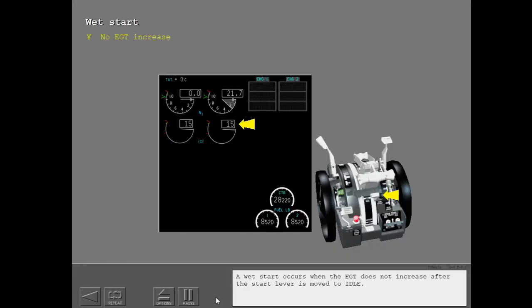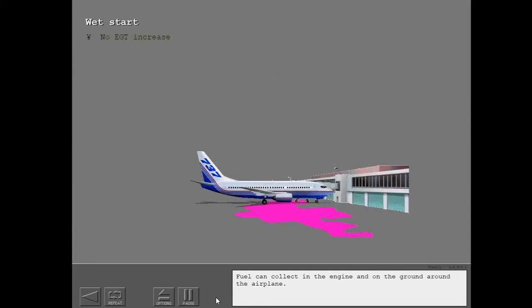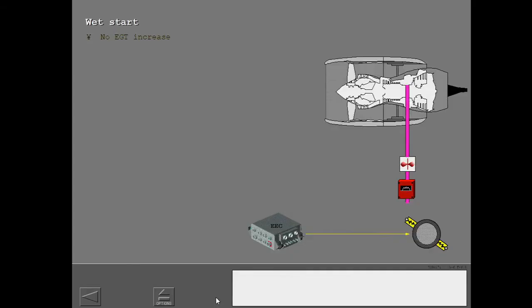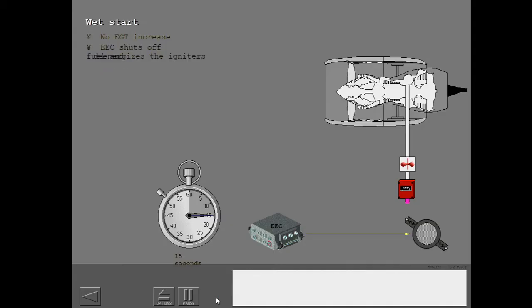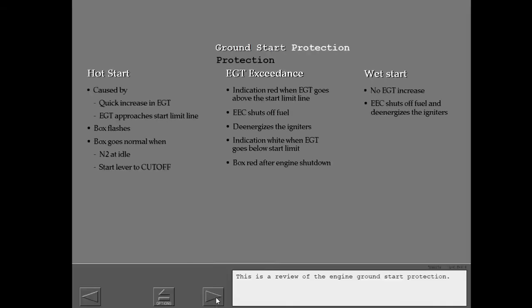A wet start occurs when the EGT does not increase after the start lever is moved to idle. Fuel can collect in the engine and on the ground around the airplane. If a wet start occurs and the engine start is not aborted, the EEC shuts off the fuel and ignition 15 seconds after the start lever is moved to idle. This is a review of the engine ground start protection.